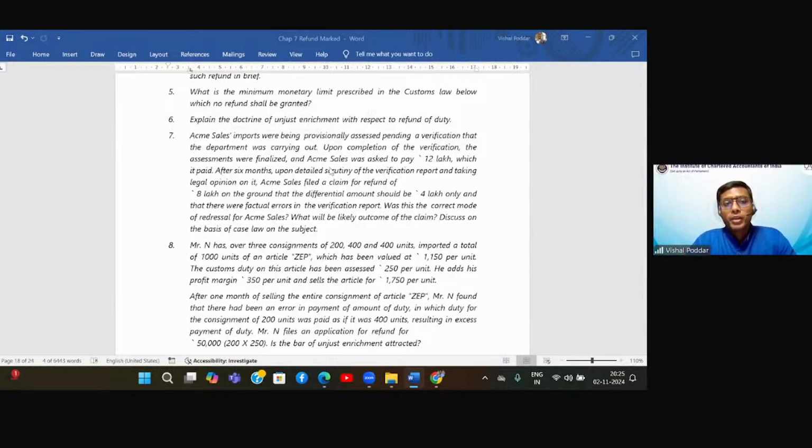Upon completion of verification, the assessment was finalized. Acme Sales was asked to pay a further 12 lakhs, which it paid.